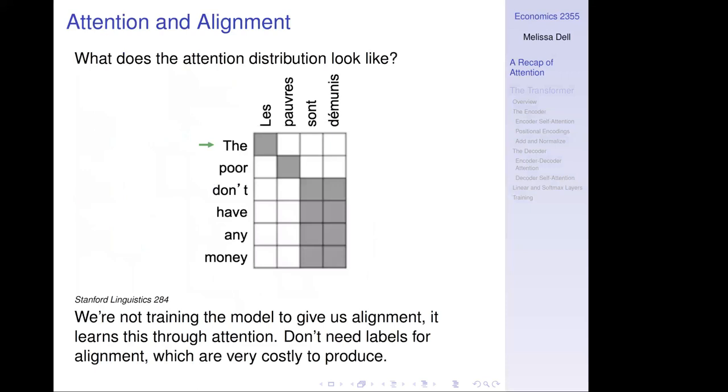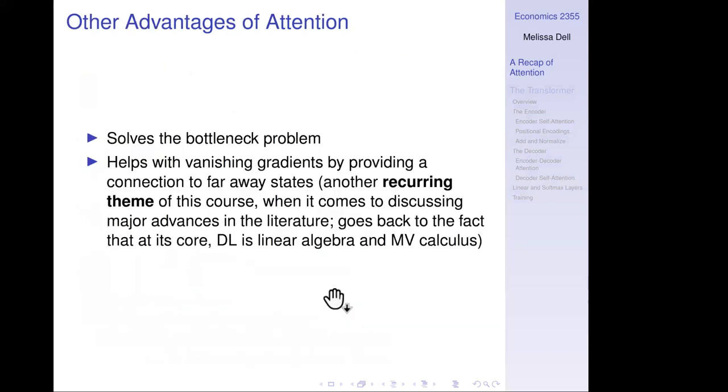And if you look at that attention distribution, at the elements that it's paying the most attention to, it's essentially giving us the alignment between those sentences that we're translating, the target sentence and the source sentence. And it does this without us having to give it any data on alignment. It learns this just through seeing the translation pairs. So this solves the bottleneck problem.